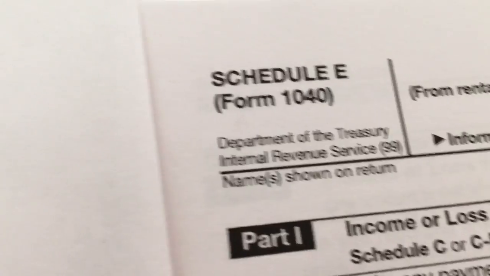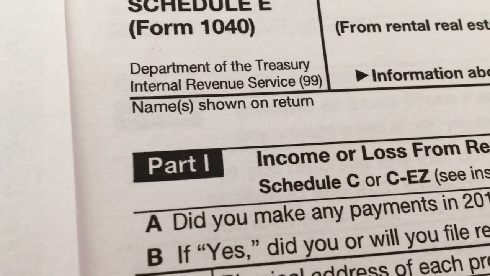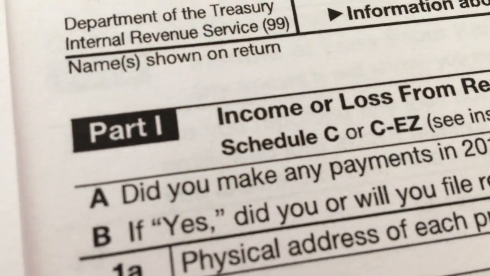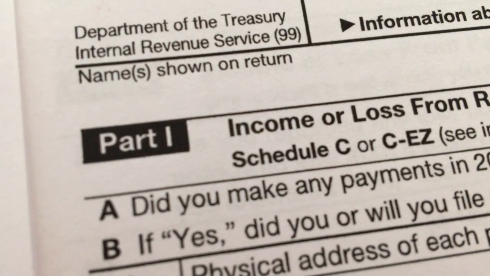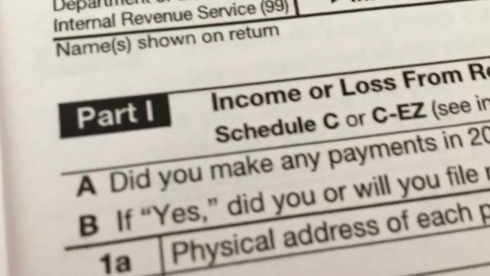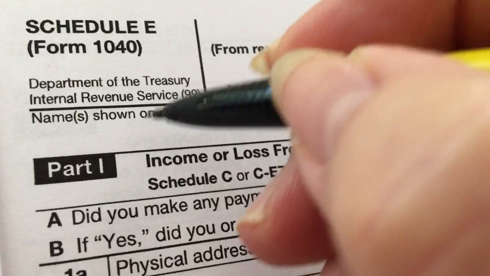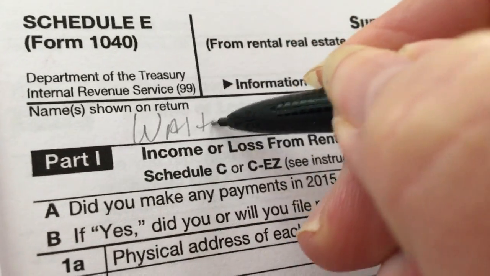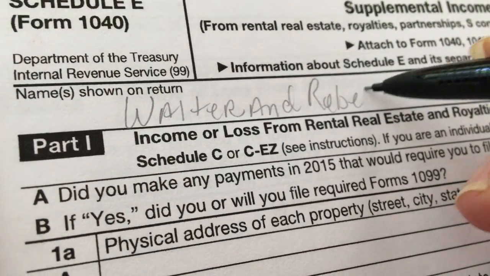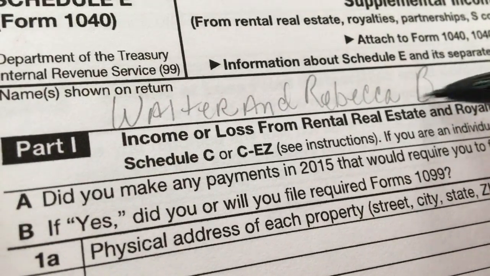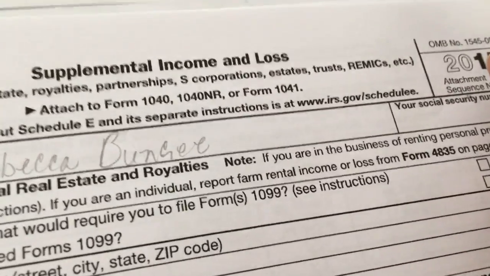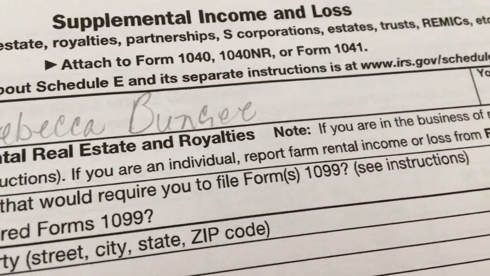So starting up at the top of Schedule E, let's put the guy's name. Let's see, does it say what his first name is? Don't recall. It says Walter and Rebecca Bungee. Okay, I should have written that in there, but let's use Walter and Rebecca Bungee. Now be sure and fill out these top portions. Some of you missed some of this on the problem that you had on the test, so make sure that you do fill it out.